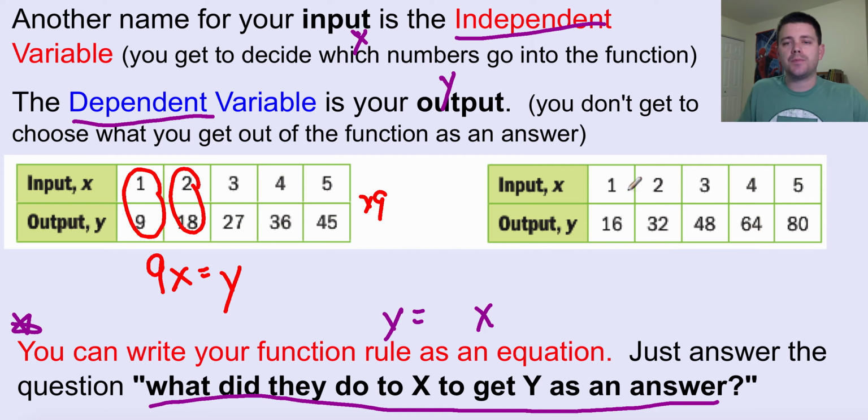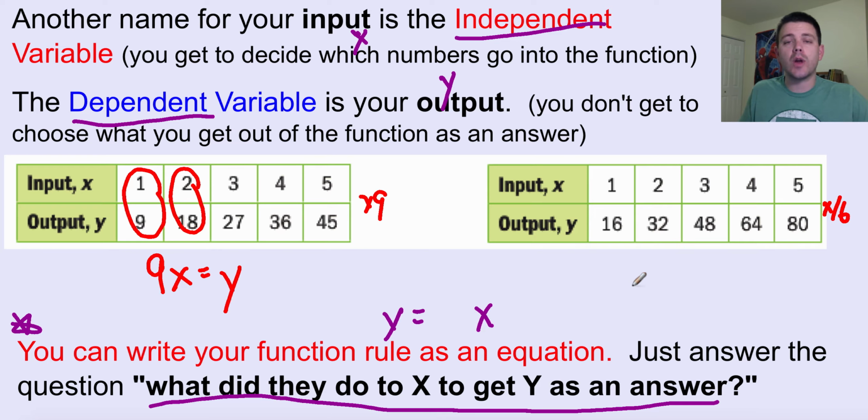Take a look at this one. We go from a 1 to a 16, a 2 to a 32, a 3 to a 48. So from 1 to 16, I could either add 15 or I can multiply times 16. Looking at our other pairs of values, to get from 2 to 32, it definitely looks like multiplying times 16 is the way to go.